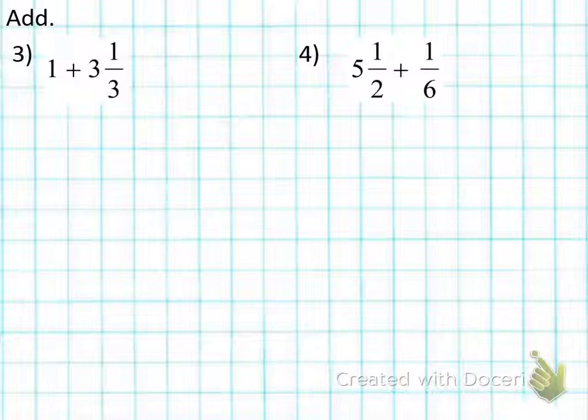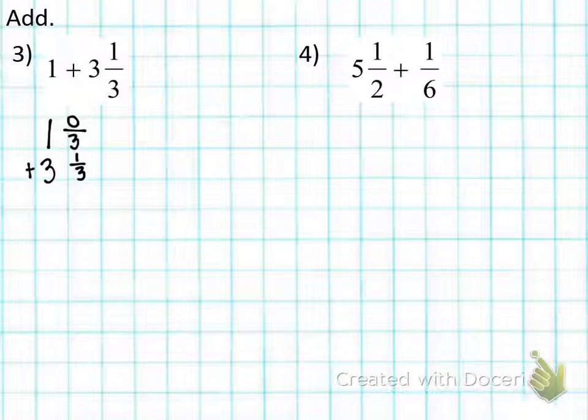We got 1 is a whole number, right? So we got 1, and is there a fraction by the 1? No, so what number represents nothing? 0, right? It's 1 and 0 thirds, right? Our common denominator will be 3 because there's only one denominator to choose from up here, right?